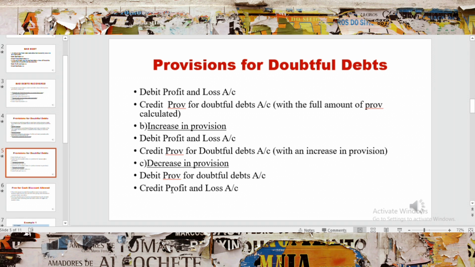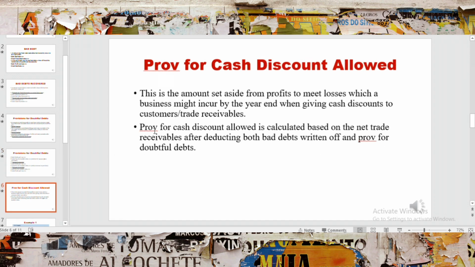Same applies for the decrease in provision. The decrease applies when the figure you have calculated is below the figure that has been given in the trial balance. Henceforth, we credit that figure in the profit and loss account, where in the income statement you are going to record that figure under the gross profit section as other income. Add other income, you are going to record it as income. So for a decrease, we are saying there is a gain.